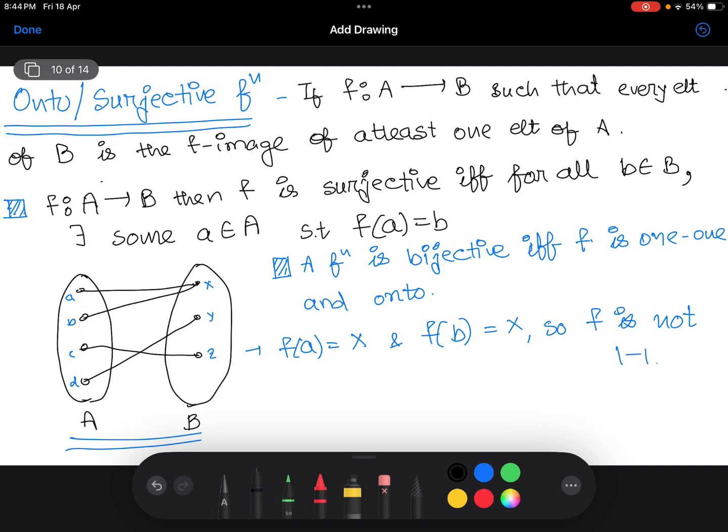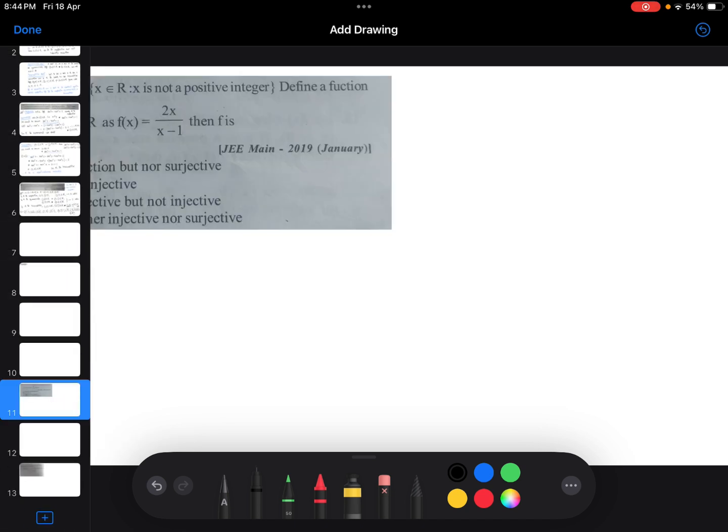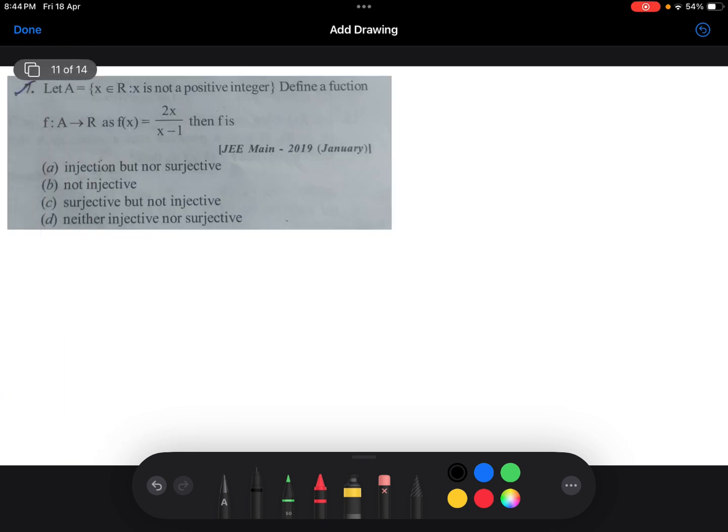Now we are done with the theory. Let's do some questions, then we will understand it better. So this is a question from JEE Mains 2019. f of x is defined from A to R, where f of x is 2x by x minus 1. Now A is x belongs to R such that x is not a positive integer. We have to check whether the function is injective or surjective or not.